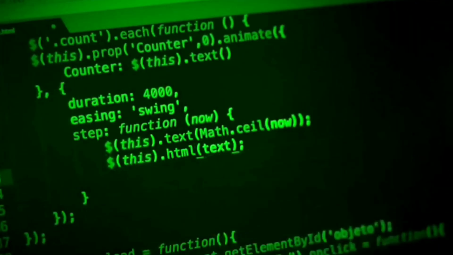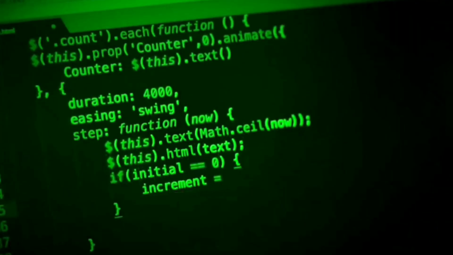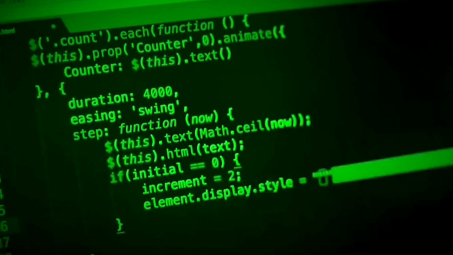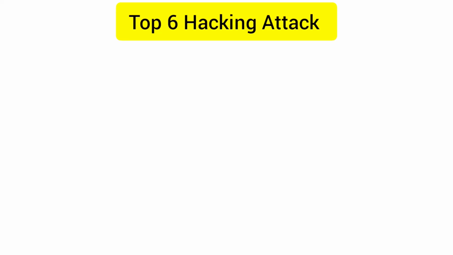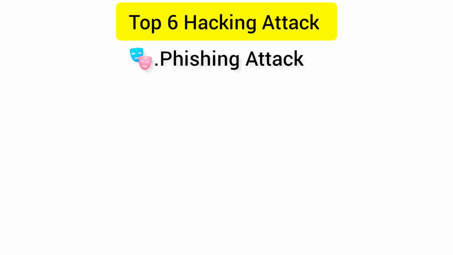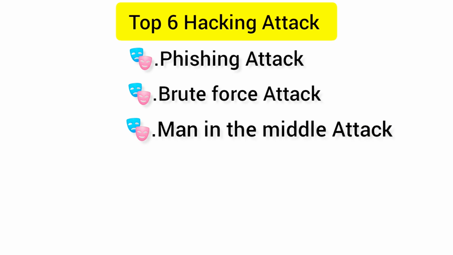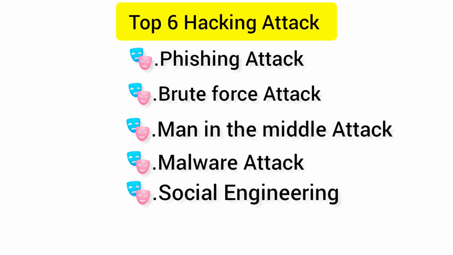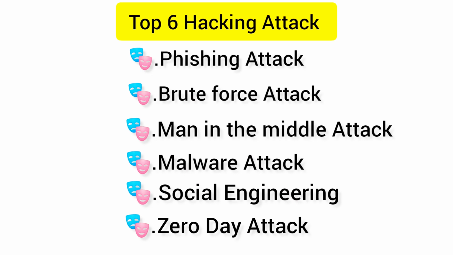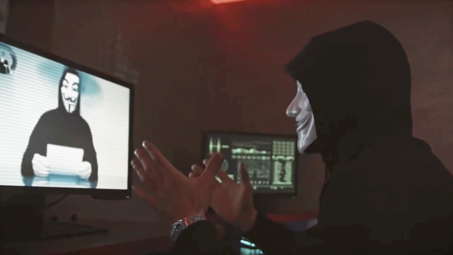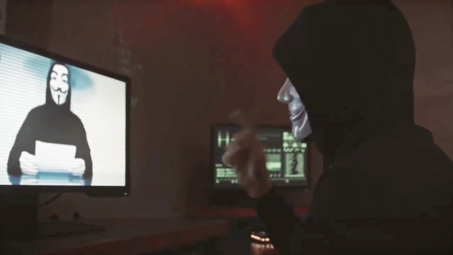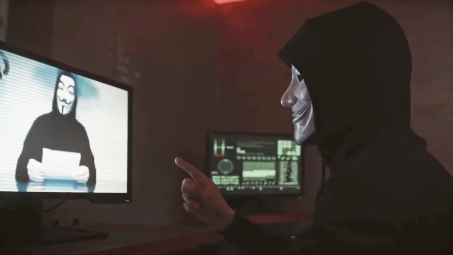So now I will help you understand how you can keep high security in your account and how a hacker can perform his hacking attack. There are many types of hacking attacks, like phishing attack, brute force attack, man in the middle attack, malware attack, social engineering, zero-day attack, etc. Let's remember one thing: any kind of hacking attack is performed indirectly. Directly hacking is not possible as a hacker of Bangladesh. Hacking is the result of your mistake. If you are very careful, you can avoid hacking.